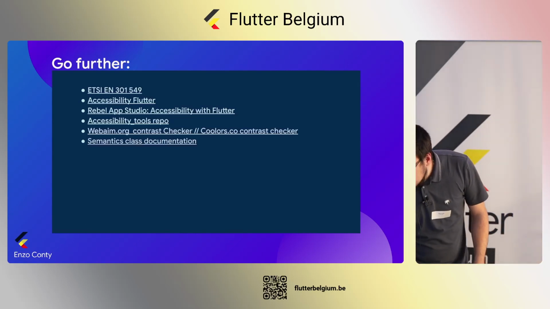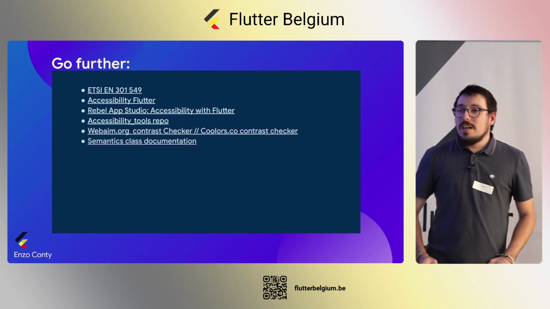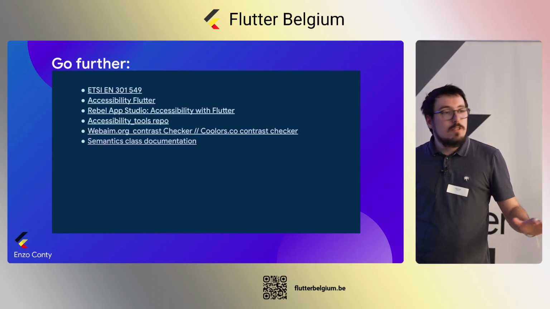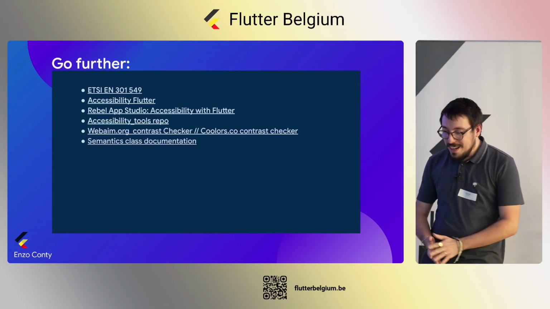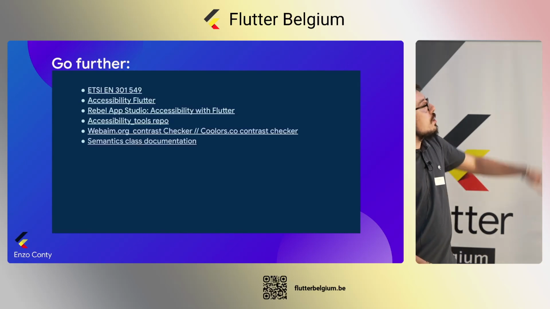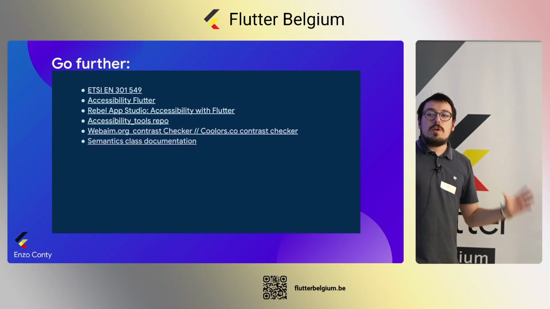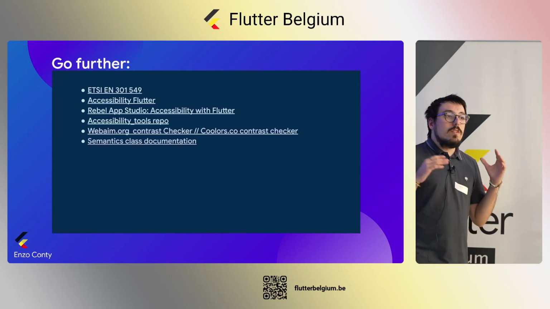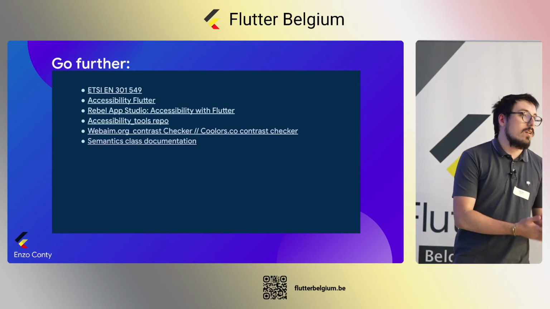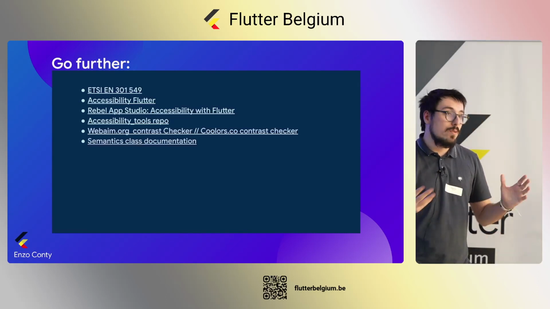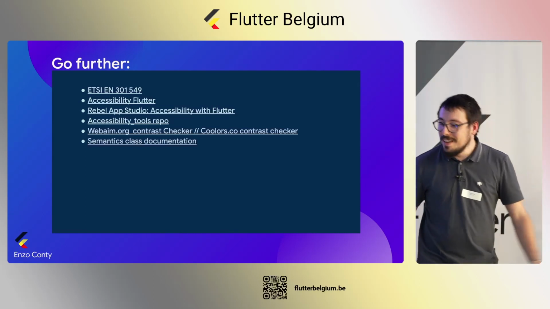ETSI EN 301 549 is the EAA Act that I just spoke about. It's super annoying to read, but you can find somebody who summarizes it for you. We also have the documentation of accessibility in Flutter. Rebuild App Studios, I didn't speak about them, but they make a framework to test your accessibility, because I won't speak about tests, but there is nothing that you can really test automatically with accessibility. You have to test most of the things manually. This is really time consuming and really annoying, but this is the only way.